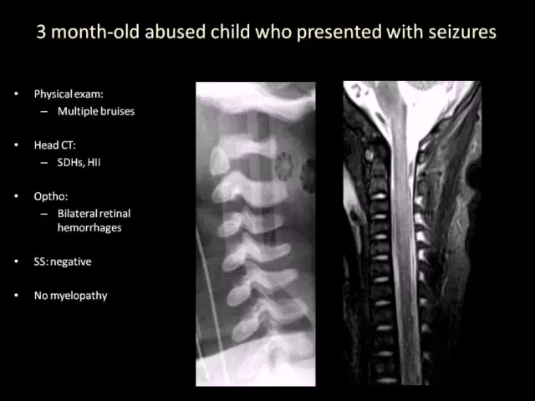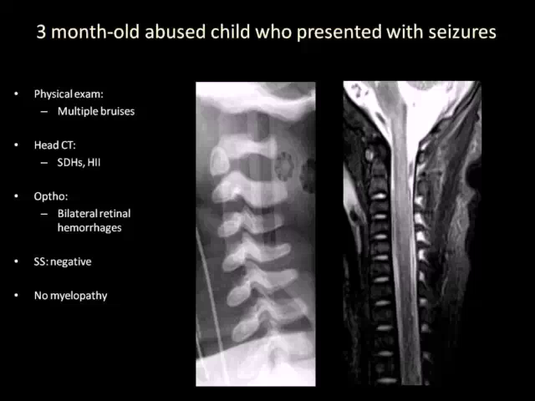This is a 3-month-old child who presented with seizures, had multiple bruises on physical examination and evidence for head CT, had bilateral retinal hemorrhages. The skeletal survey was normal, and there was no evidence for myelopathy. This plain film was normal. We went on to do an MRI examination of the spine because of the head injury, and that revealed abnormal signal within the interspinous ligaments posteriorly, as well as spinal cord injury.